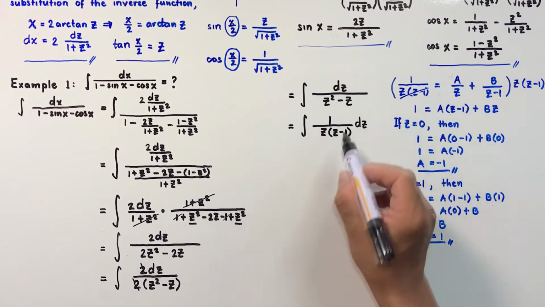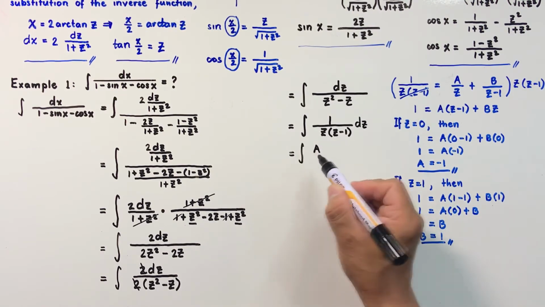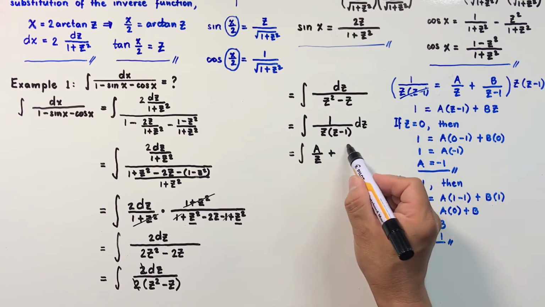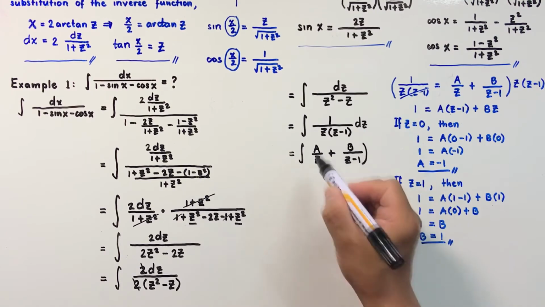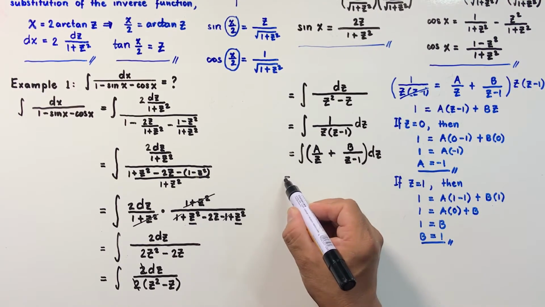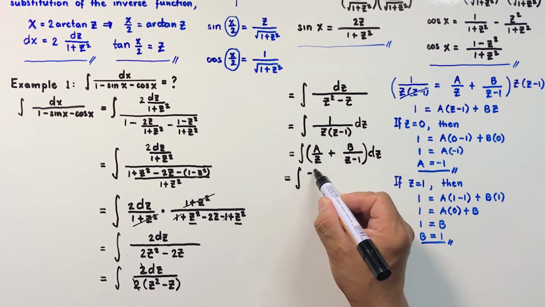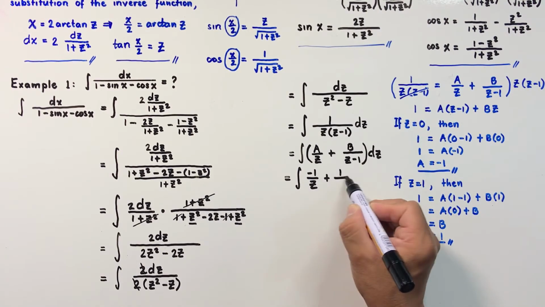So therefore, we can write this proper fraction as a sum of two partial fractions, which is a over z plus b over z minus 1. And we know already the value of our a and b, because the value of a is negative 1, and the value of b is 1.